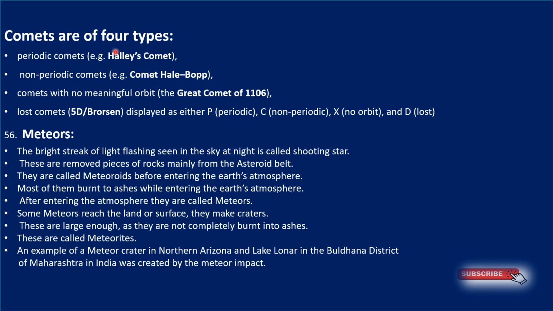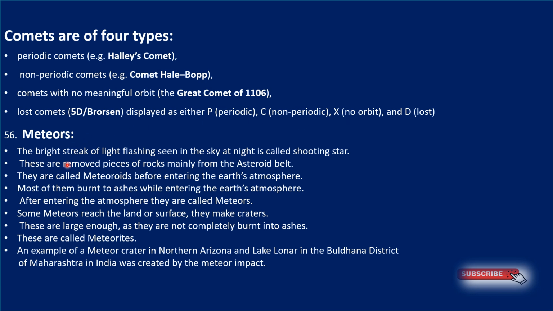Comets are of 4 types: periodic comets, non-periodic comets, comets with no meaningful orbit, and lost comets, displayed as P for periodic, C for non-periodic, X for no orbit, and D for lost.